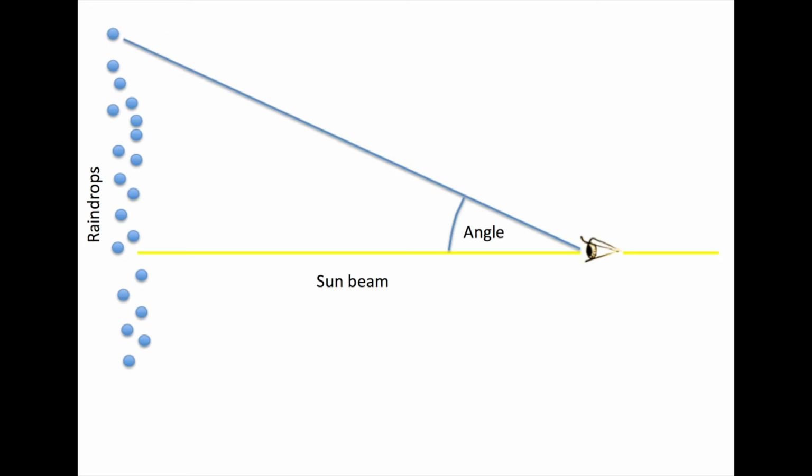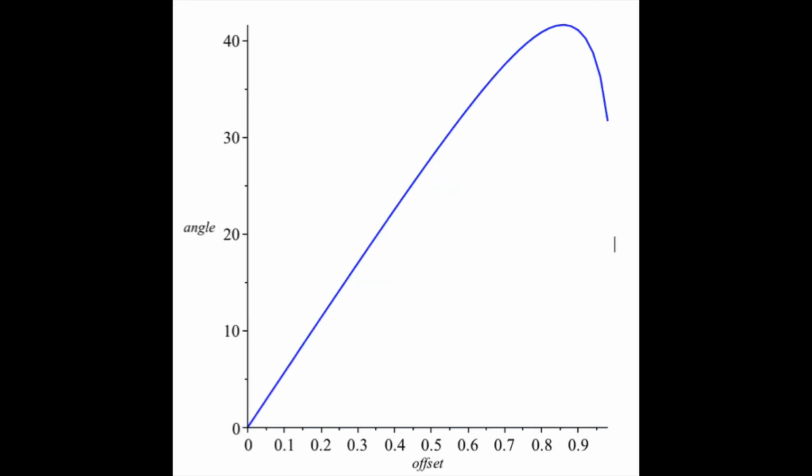Okay, here's the plot. We can see the angle increasing to a maximum angle of a little more than 40 degrees. There's one observation that we can already connect with this plot. There's going to be scattered light from the raindrops out to about 40 degrees, and then none. And that accounts for Alexander's dark band.